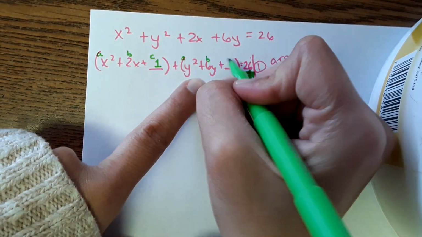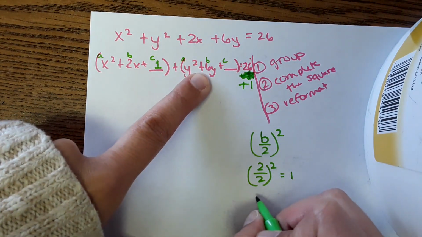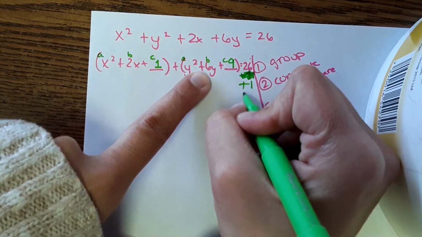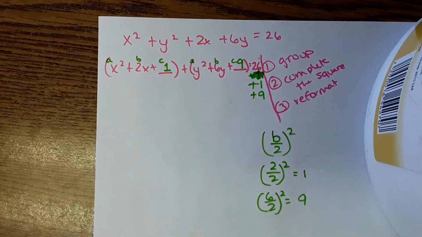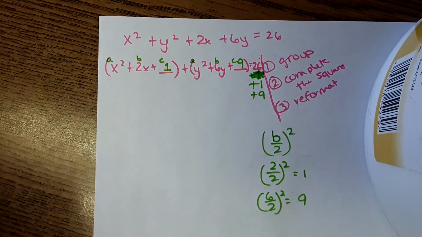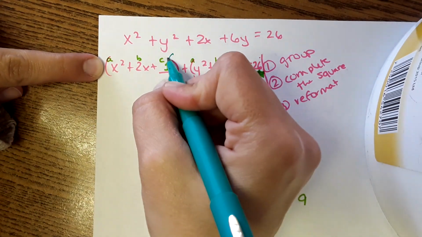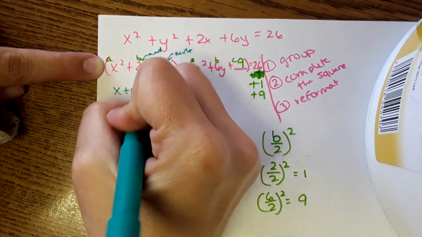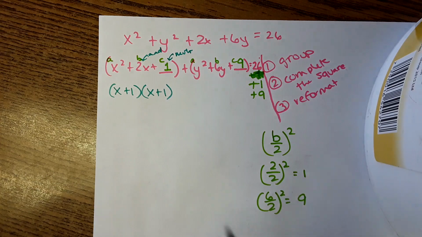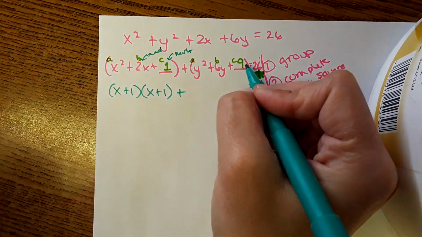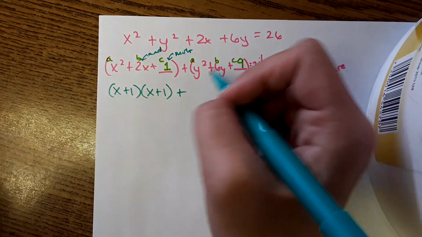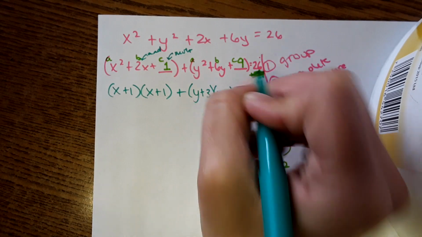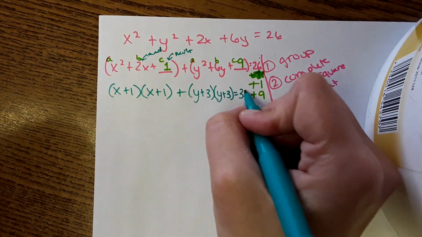Okay, and then for this one, same thing. You have your a, b, and c. So your b is 6. So (6 over 2) squared. 3 squared is 9. Put a 9 here and add a 9 to the other side as well. Okay, then at this point we factor this. We need two numbers that multiply to 1 and add to 2. So that would be (x plus 1)(x plus 1). And then over here, 3 and 3 would multiply to 9 and add to 6. So (y plus 3) equals 36.